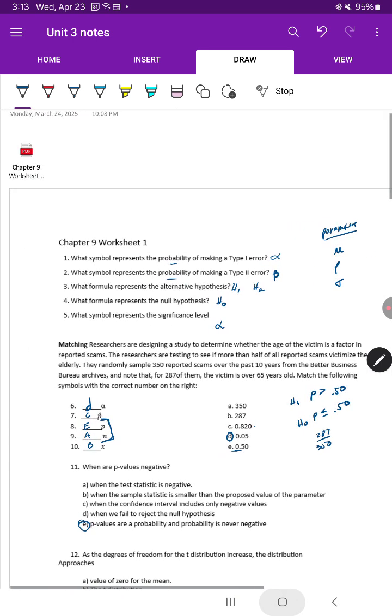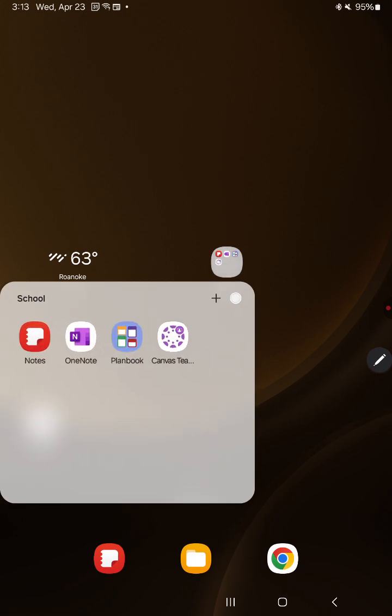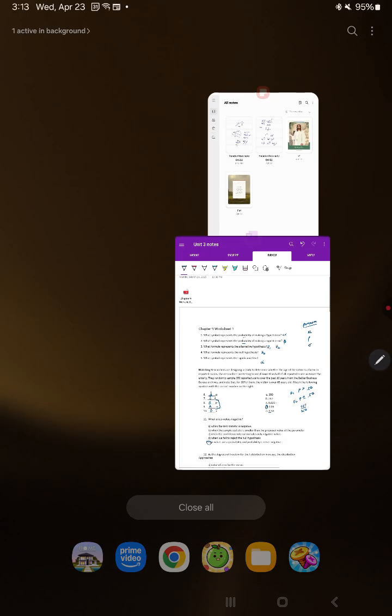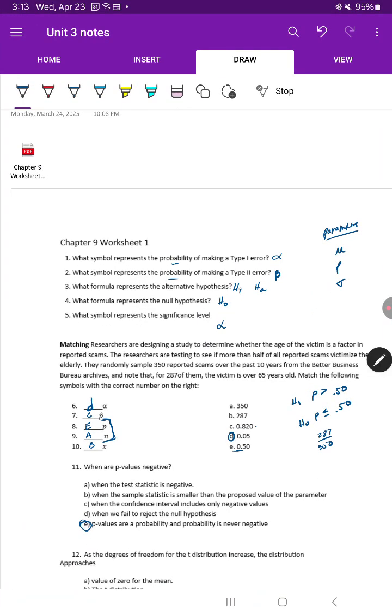Our alternative hypothesis will either be H1 or HA. They're used interchangeably in the notes, and that's fine. The null hypothesis is always H with a 0. Zero is sometimes called null in different languages. The significance level is also alpha.